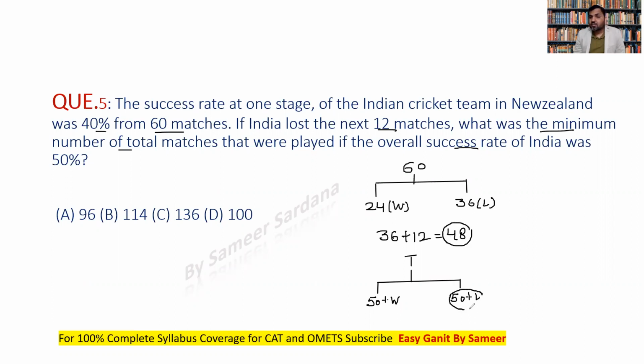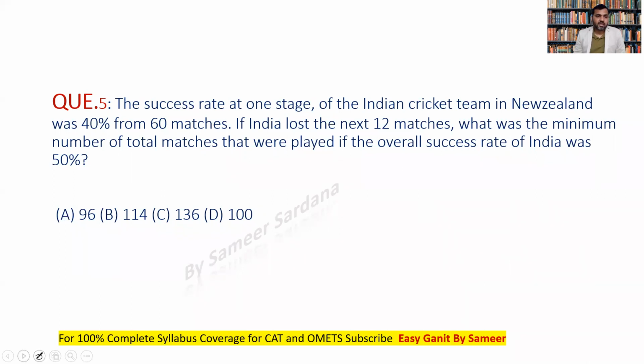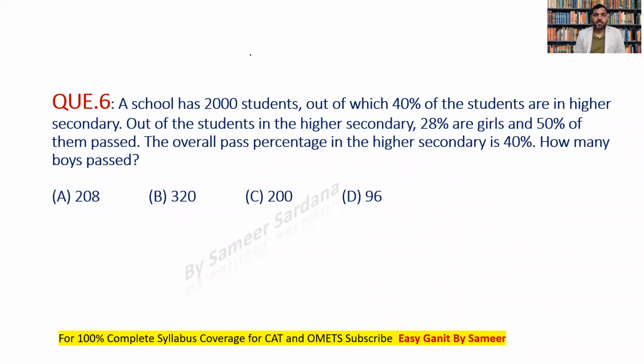So can I say this is 50% of total? So 50% of total is equal to 48. So can I say total number of matches will be equal to 48 multiplied by 2, that is equal to 96. Option A would be the correct answer to the question, right? This is how you are supposed to solve it, right? Now, this was question number 5. Let's look at question number 6.